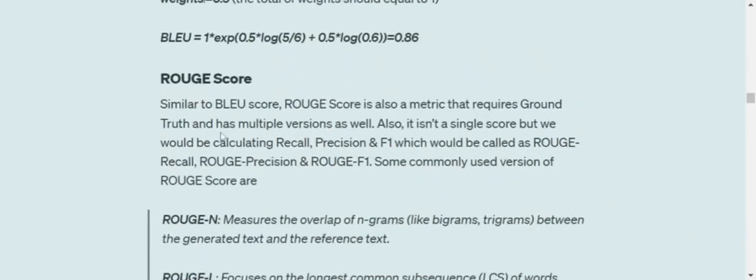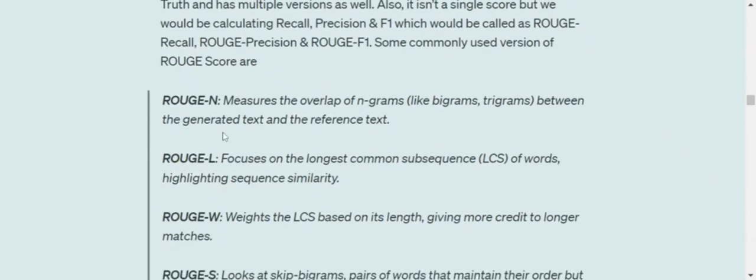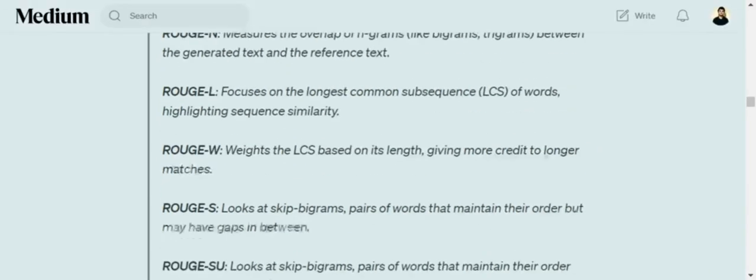We will now talk about the ROUGE score. ROUGE score is again very similar to BLEU and perplexity, a very popular metric which is usually used for benchmarking of LLMs as well. Like BLEU score, it also requires a ground truth, and ROUGE score is nothing but ROUGE recall, ROUGE precision, and ROUGE F1. So we will be calculating three different metrics within this, and we can consider any one of them as a ROUGE score. ROUGE also has different variants, and in this tutorial, we will talk about all of them. The top variants are: ROUGE-N, ROUGE-L, ROUGE-W, ROUGE-S, ROUGE-SU.